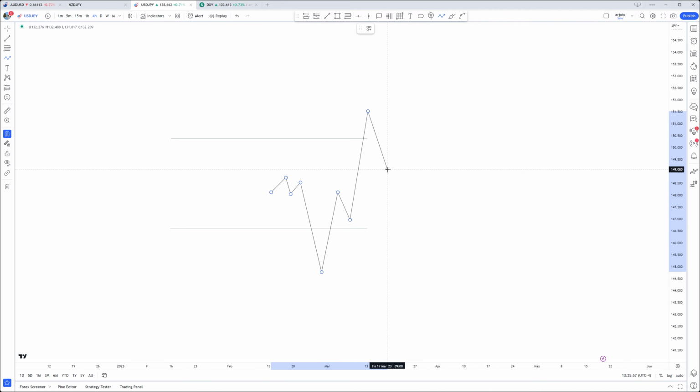Now, of course, you need to understand central banks and institutions are not aiming for your liquidity. They are not aiming for your 2 lots that you put into the market. Absolutely not. They are aiming for huge funds.